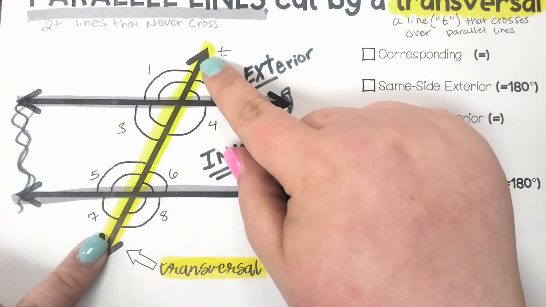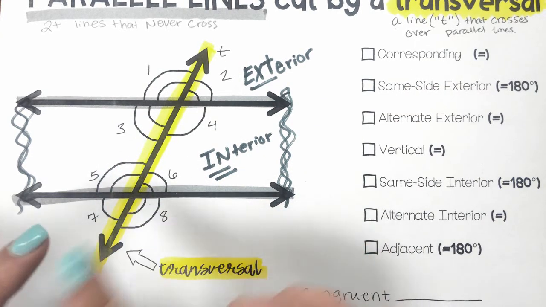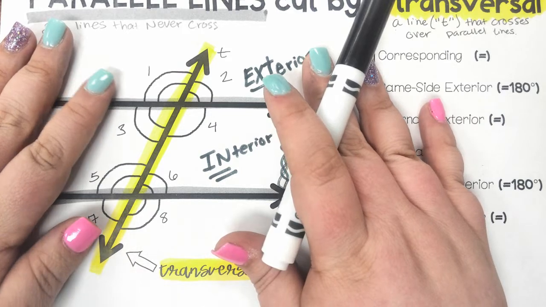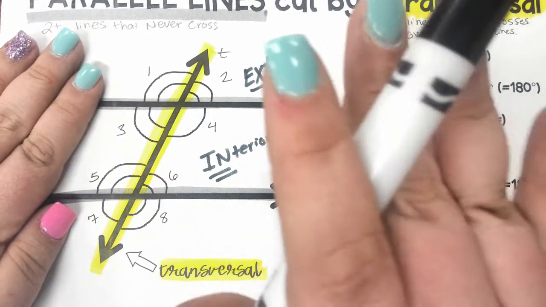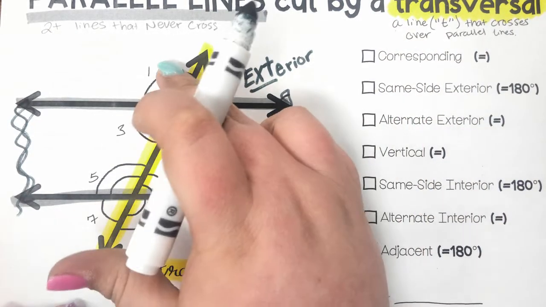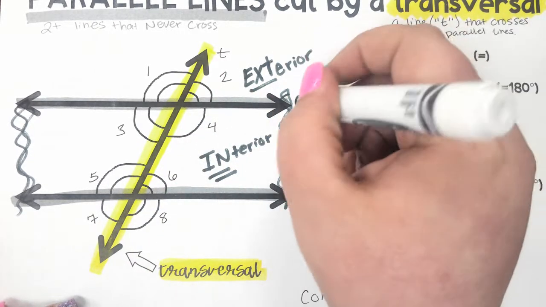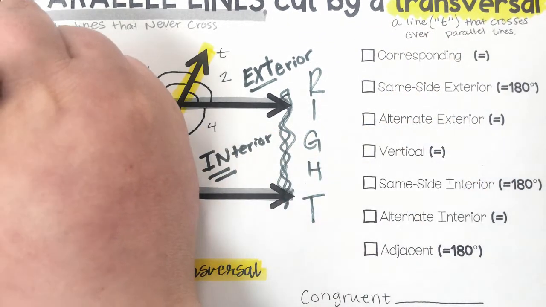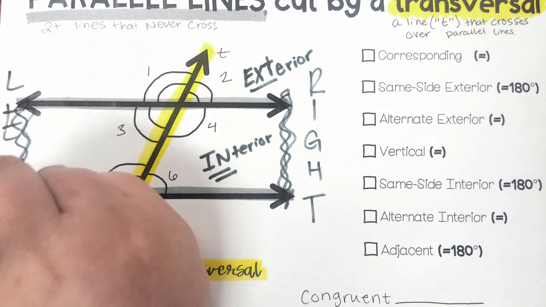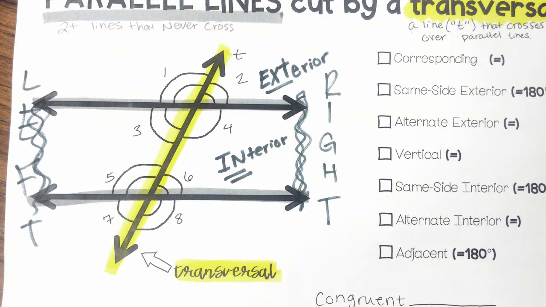What the transversal did not only was cut up the two parallel lines into 8 different angles, it also split the angles up to a left side and a right side. So we can see the angles 1, 3, 5, and 7 are on the left, 2, 4, 6, 8 are on the right. I'm going to call this the right side of the transversal, and this will be the left side. Right side, left side. Okay.